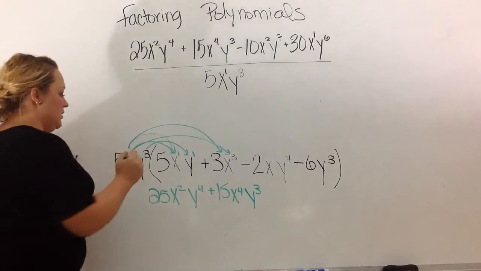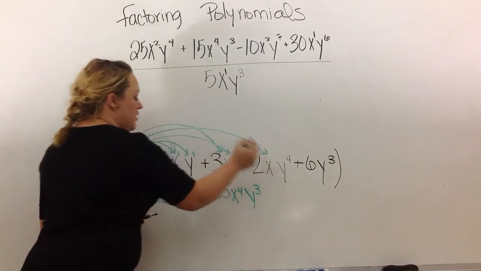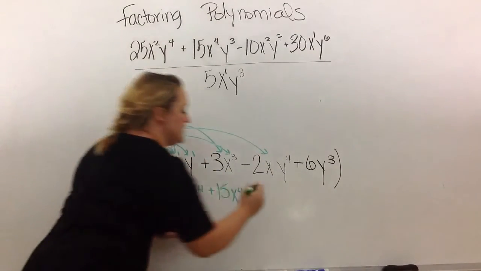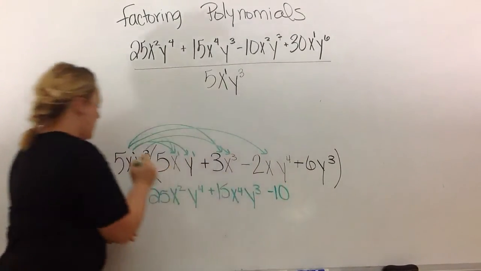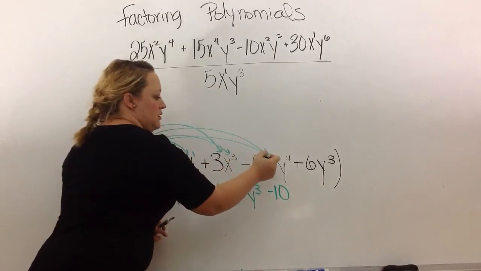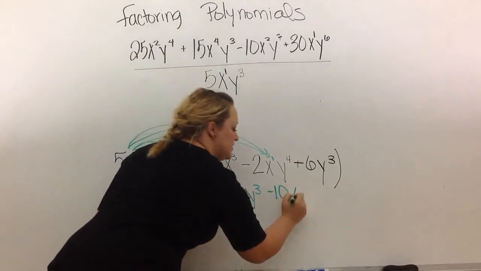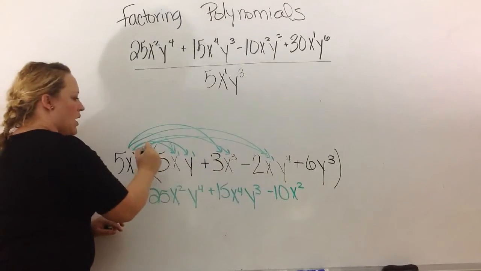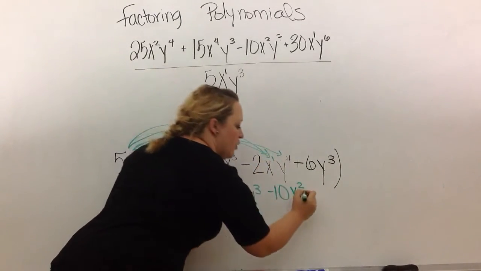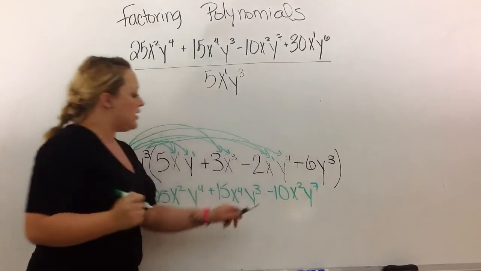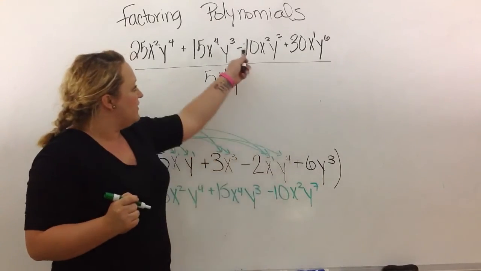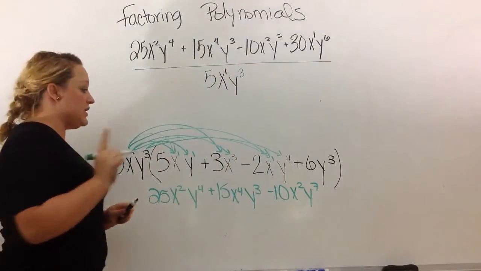So far, we're good. Now we're going to multiply over here. 5 times negative 2 is negative 10. X1 plus X1 gives us X2. And Y3 plus Y4 gives us Y7. We're going to check. Negative 10x squared, y to the 7th. Negative 10x squared, y to the 7th.